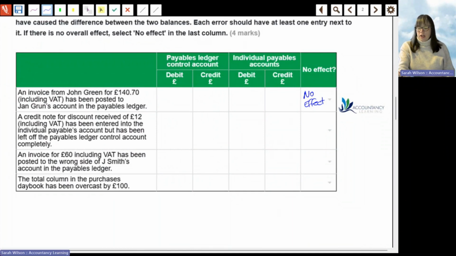So check which ones we're looking at. We've got payables ledger control account here, individuals payable account here. So we're going to want to do it in our payables ledger control account. And as it's a credit note, it will reduce our liability to the supplier. So if we're reducing our liability, the £12 will be in there.